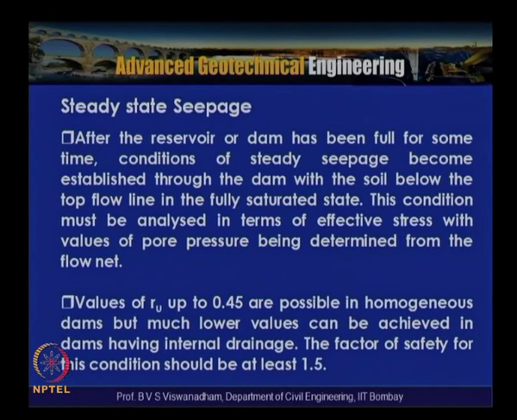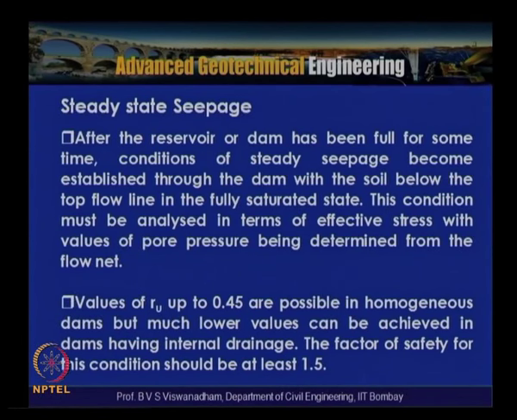The condition must be analyzed in terms of effective stresses, with the value of pore water pressure being determined from the flow net. The values of ru, that is the pore water pressure coefficient, which is nothing but the ratio U by gamma sat H, up to 0.45 are possible in the case of homogeneous dams, but much lower values can be achieved in dams having internal drainage.